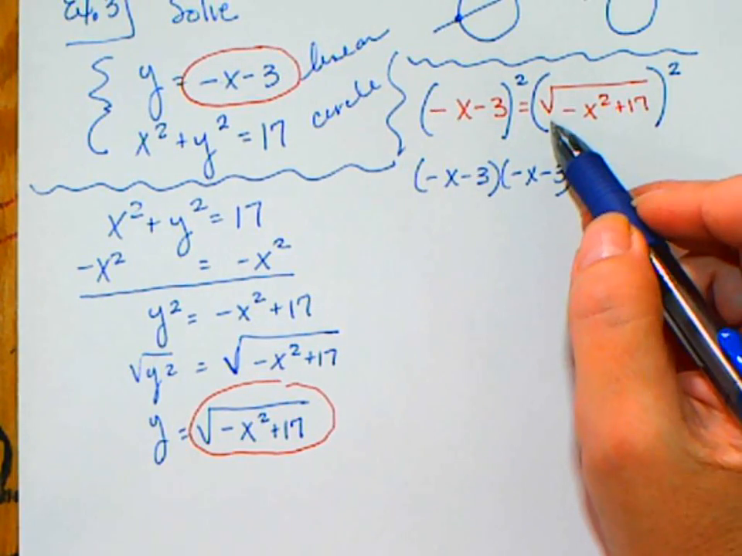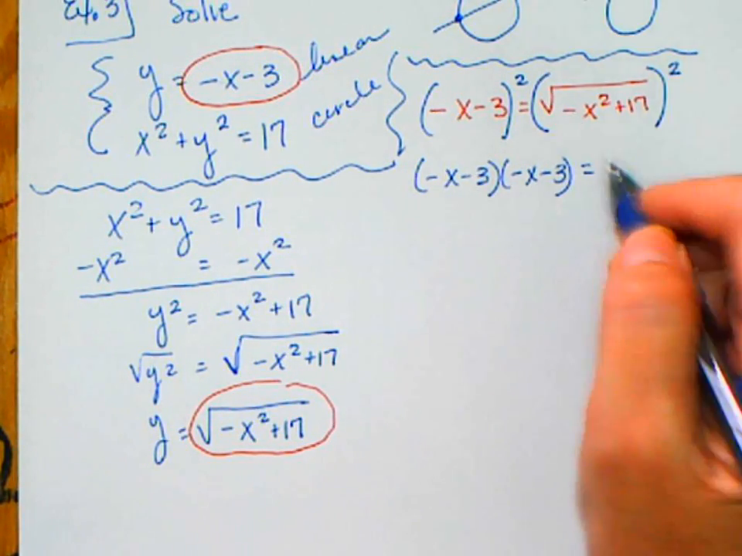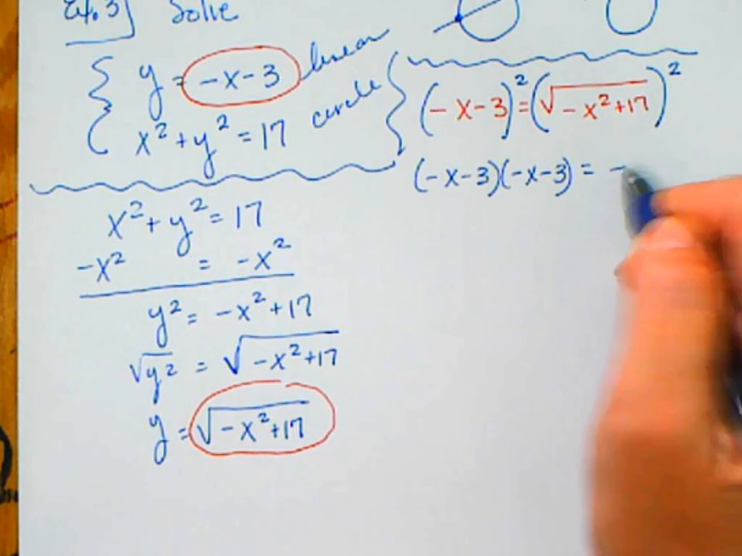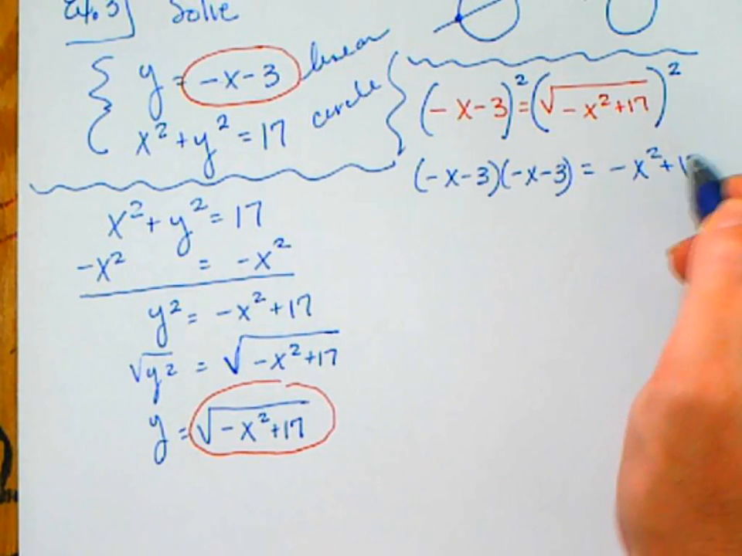And on the right side, when I square the square root, the only thing it does is get rid of the radical sign. It does not change anything under the radical.